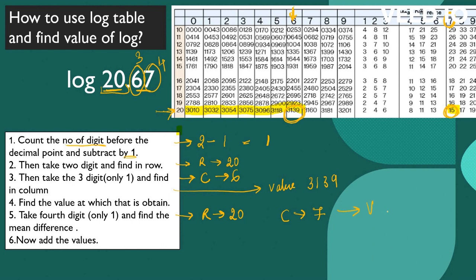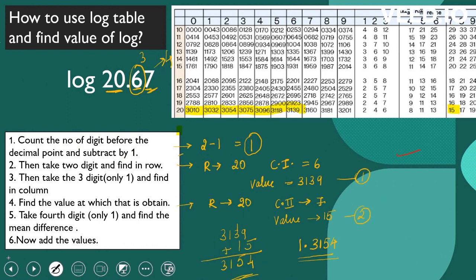So this is the value that I obtained, 15. This is our basic understanding. Once we get these two values, we add them. The value in the first one was 3139, plus 15, which makes 4, 1 carry over, 5, 1, 3. So 3154. After adding, we are getting the value 3154, right?